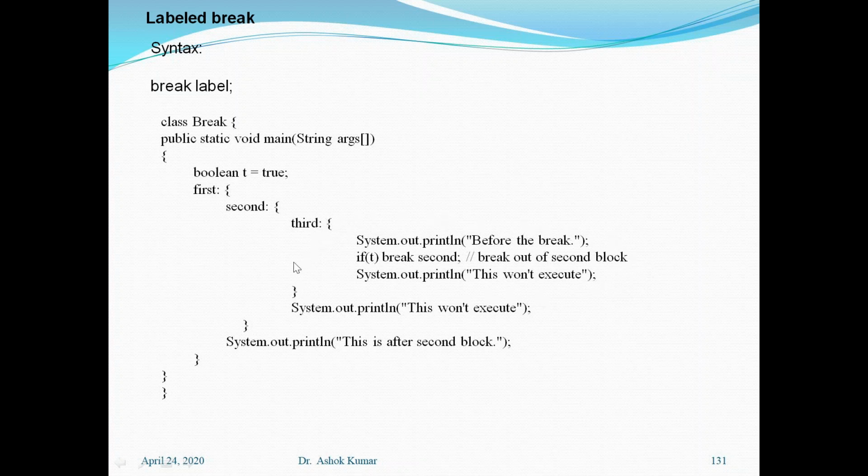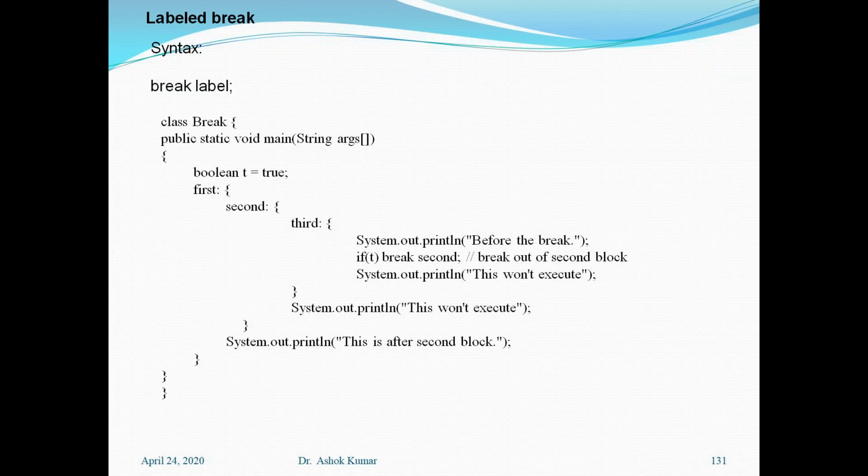So this is one block, and we have named this block third. How can you label a block? First you write the label and then put a colon after it. So to label a particular block, you have to follow all the rules of identifiers.